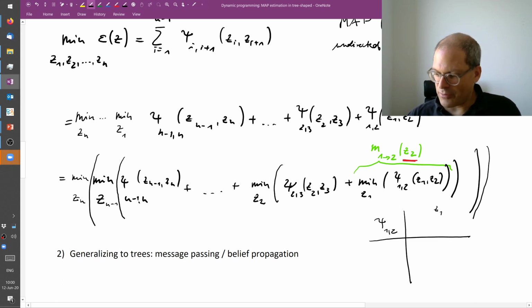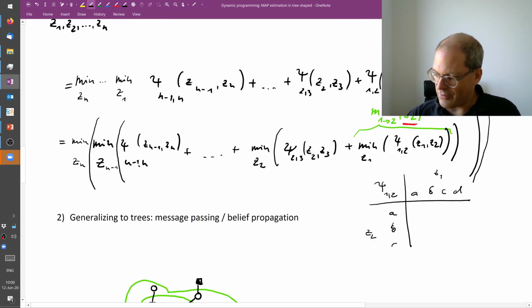Remember that Z1 could be in different states. I'm going to give them letters. This could be in state A, or B, or C, or D. And my variable Z2 could be in state A, or B, or C, or D. And we now have a cost for each of these.